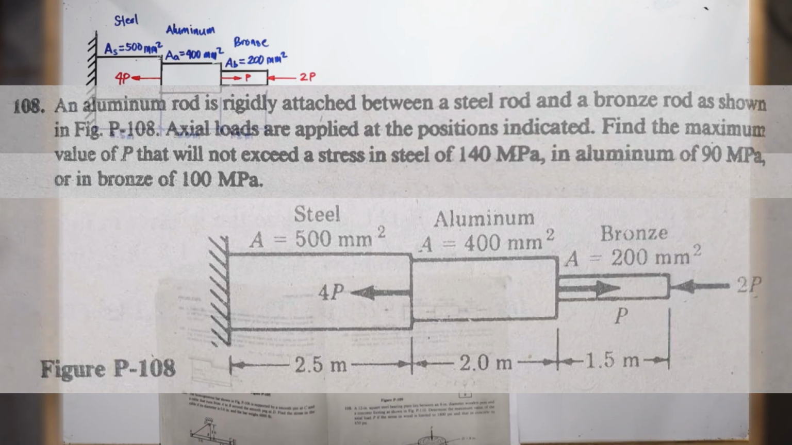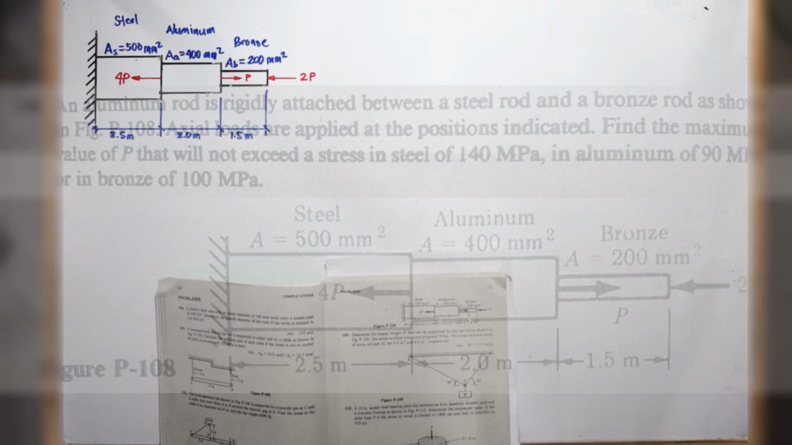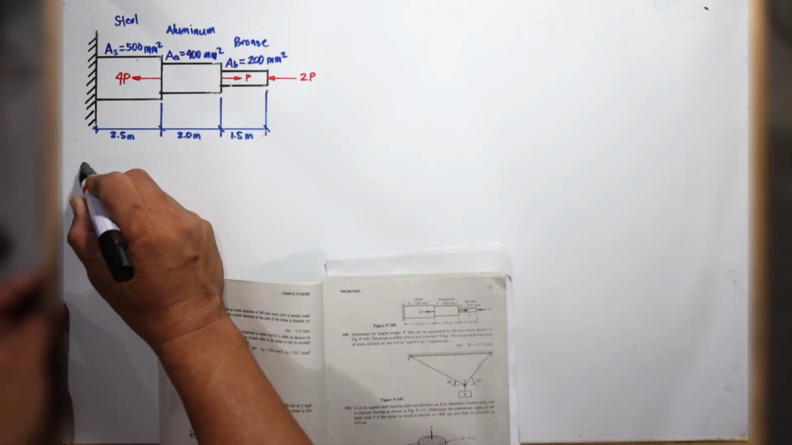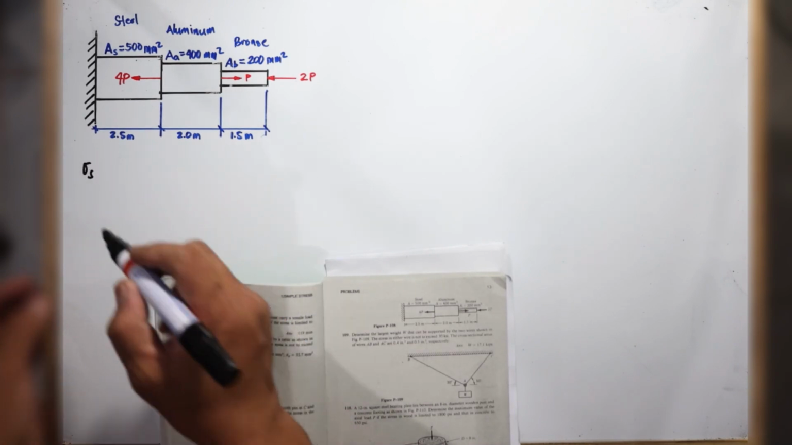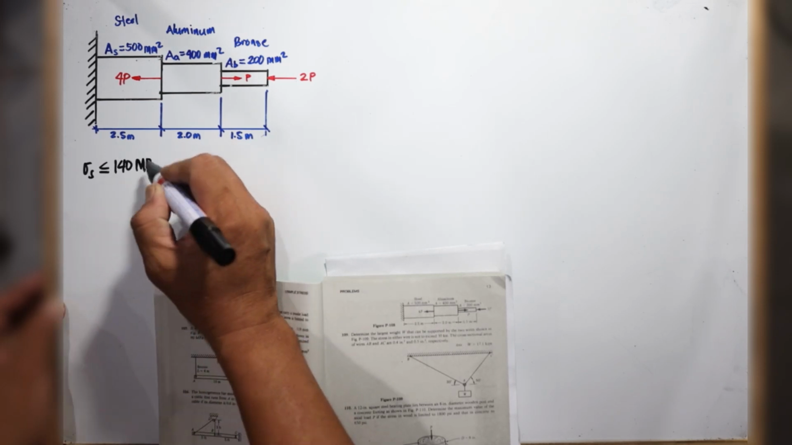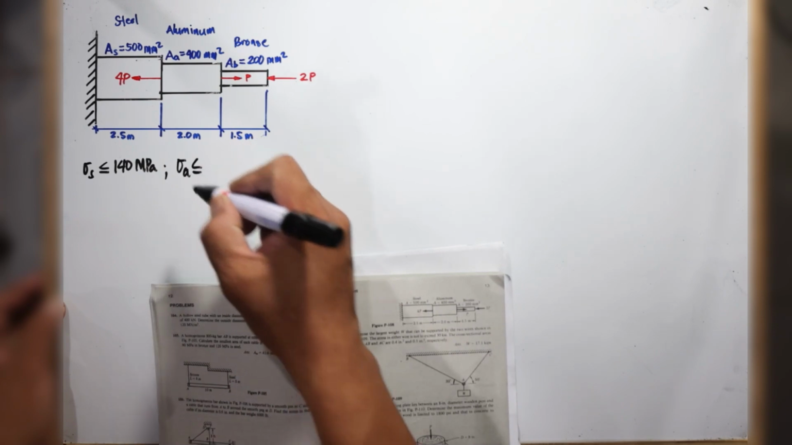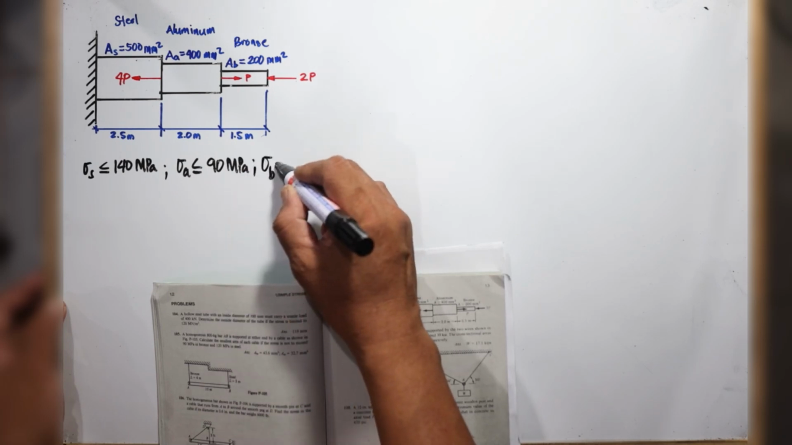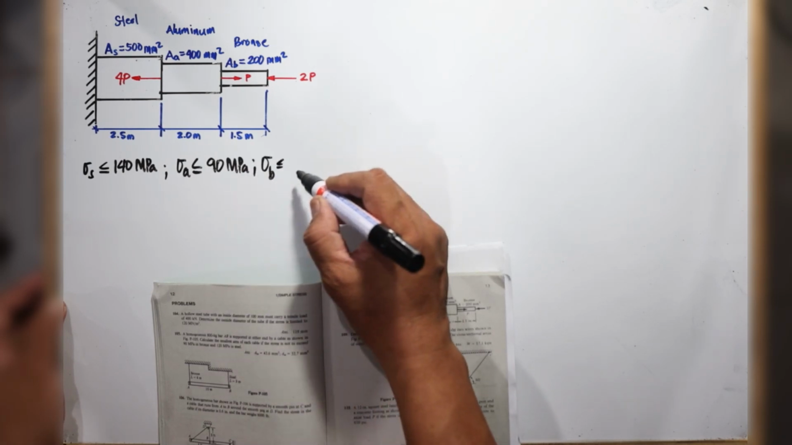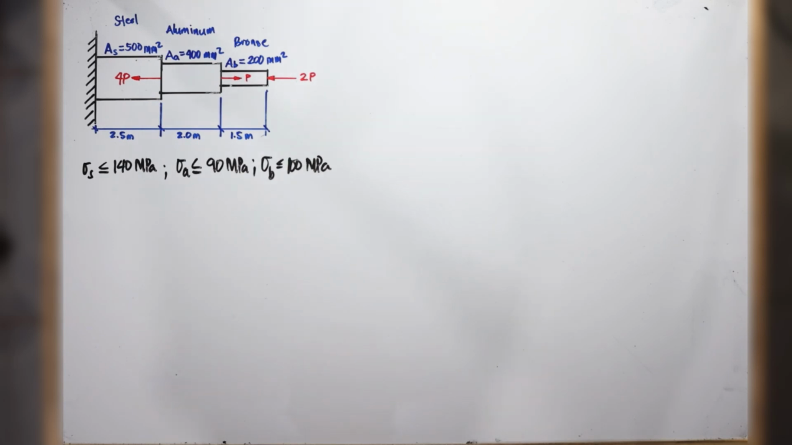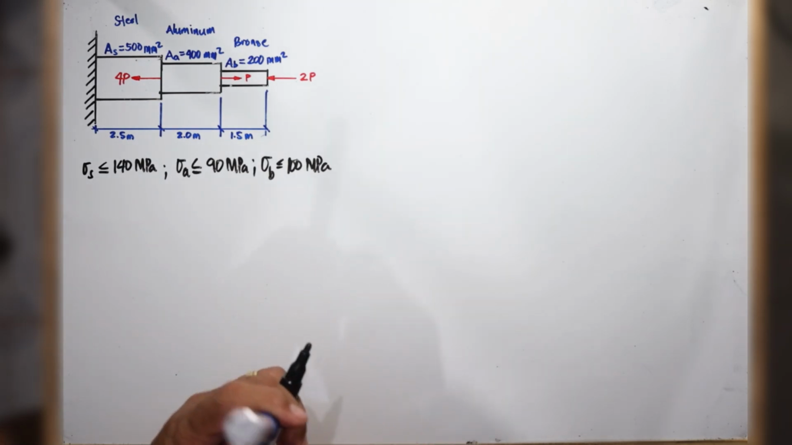Okay. So we are given the allowable stresses in each of the materials. The allowable stress for steel should not exceed 140 megapascal. For aluminum, it should be less than or equal to 90 megapascal, and for bronze it should be less than or equal to 100 megapascal. So what we're going to do now is to determine the internal force, the normal force in each of the materials.